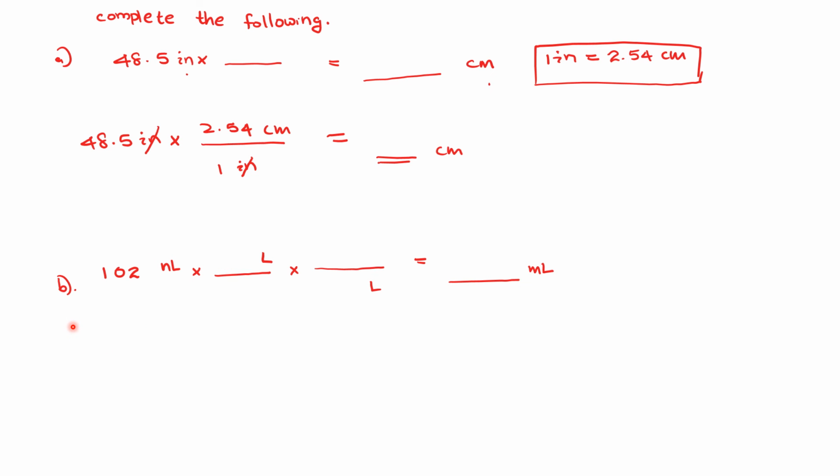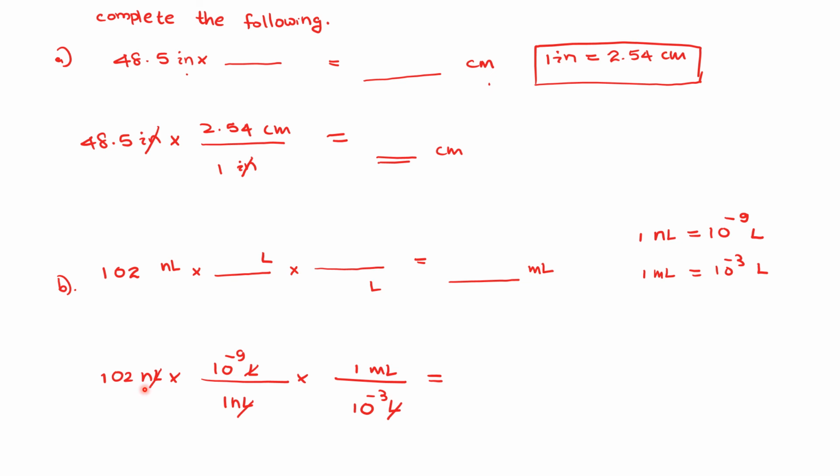Example B. So you have 102 nanoliters and you need to figure out this fraction and this fraction as well. And your final answer should be in milliliters. So we have to find out relationships between nanoliters and liters as well as milliliters and liters. So these are the information you are going to use. 1 nanoliter equals 10 to the minus 9 liters. 1 milliliter equals 10 to the minus 3 liters.